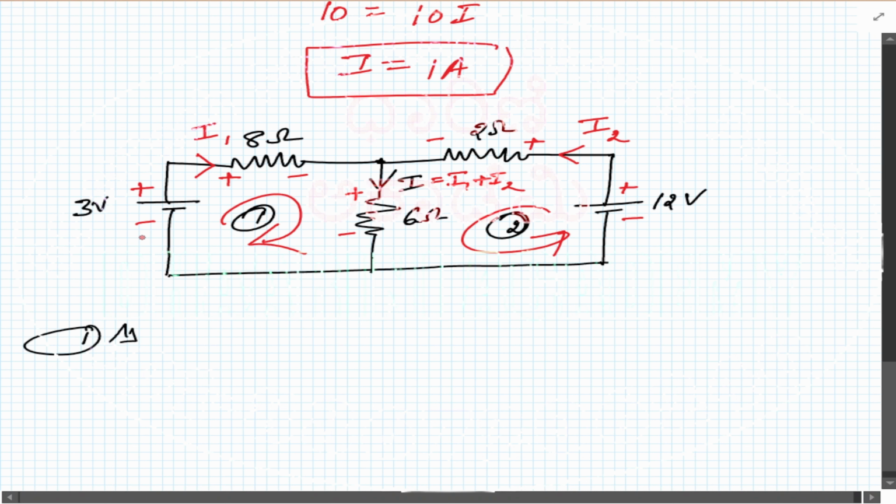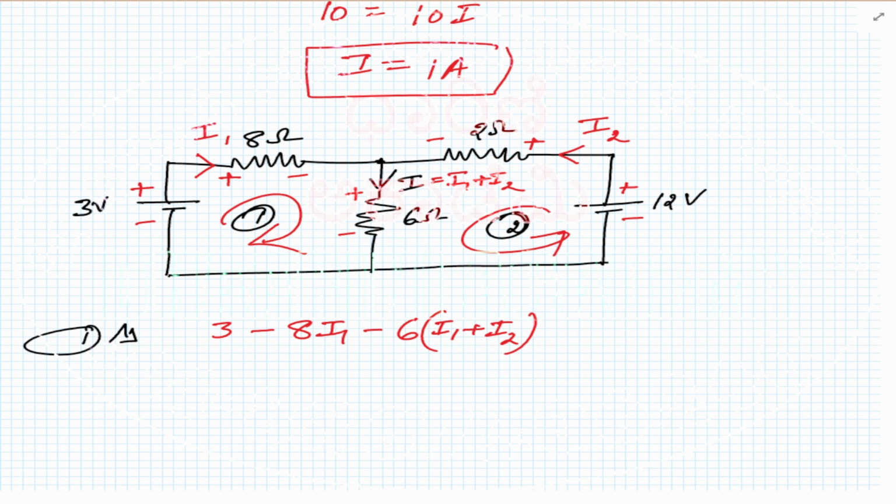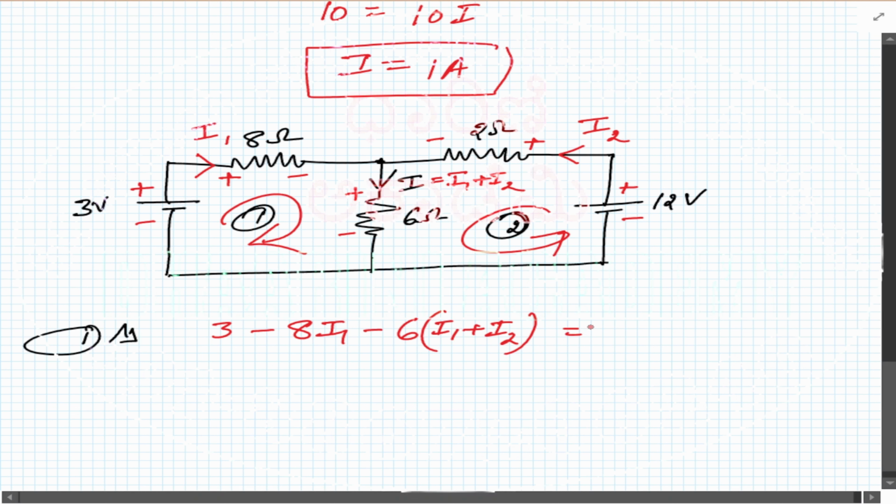So according to that, minus to plus is plus 3 volts. Then plus to minus, through the 8 ohm resistor, it is minus 8 into I1, where I1 is the current. Next, when I come to this 6 ohms, when I move from top to bottom, plus to minus is minus. So resistance is 6 ohms. Current is nothing but I1 plus I2, because through the 6 ohm resistor I have a current I1 plus I2, equals to, you finish the loop, equate to 0.